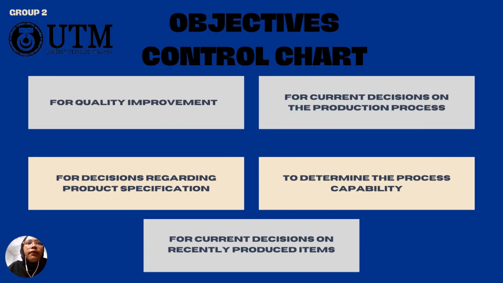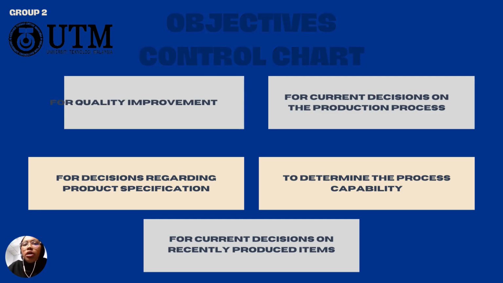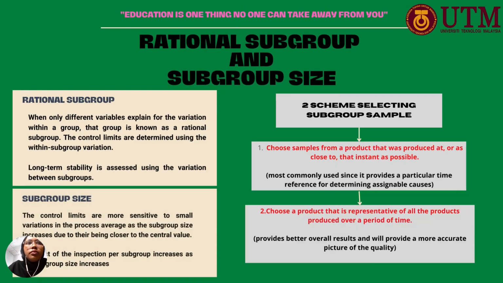Next, the objective for the control charts is mainly known for quality improvement, for decisions regarding product certification, and also for current decisions on the production process and to determine the process capability. However, some other objective for the control chart is for current decisions on recently produced items.